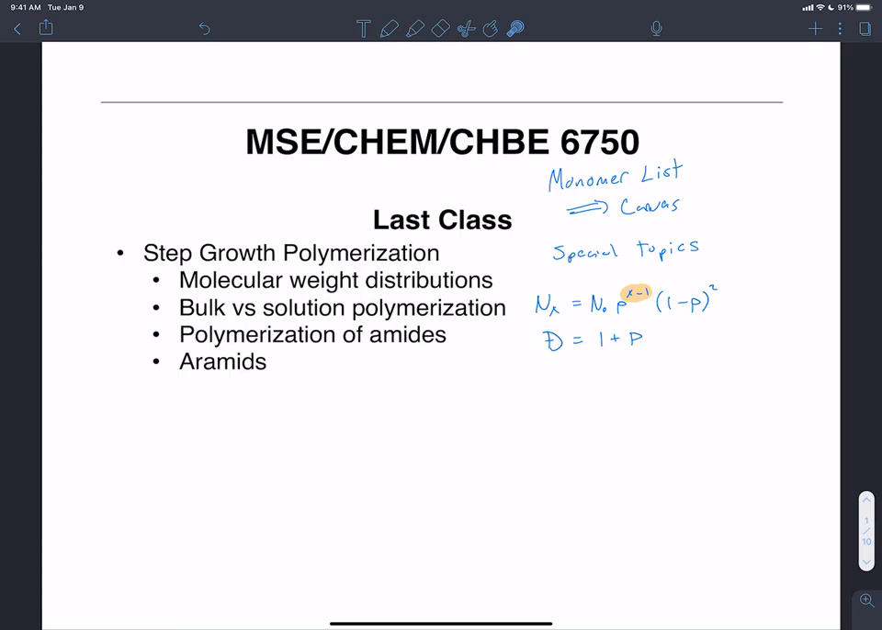Next, we talked about the pros and cons of bulk polymerizations versus solution polymerizations in terms of kinetics, potential exotherms, processing, and viscosity. We went over a number of methods for polymerization of aliphatic amides. This is from direct solution reactions of an amine and a carboxylic acid, but also considering some of the more specialized conditions like interfacial polymerizations, and the advantages those may have.